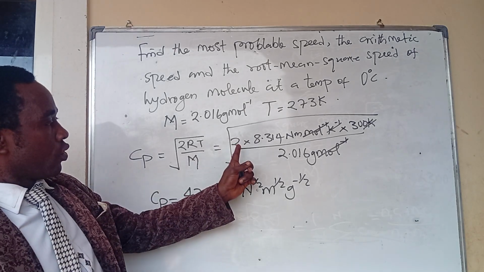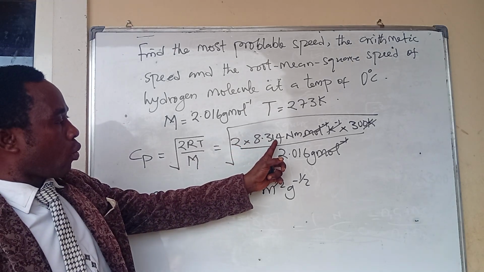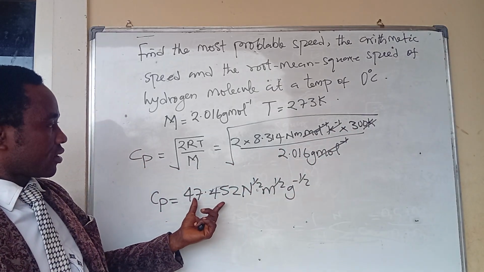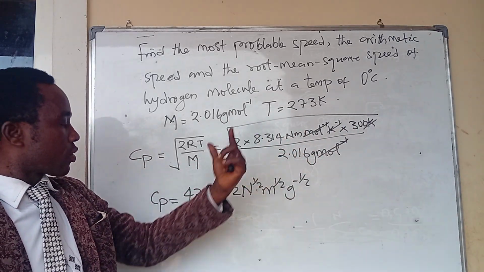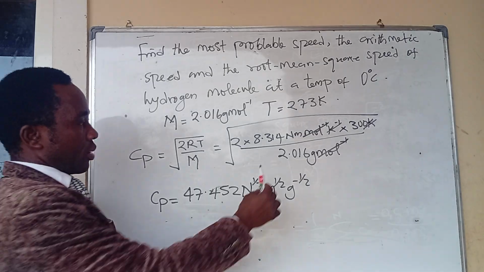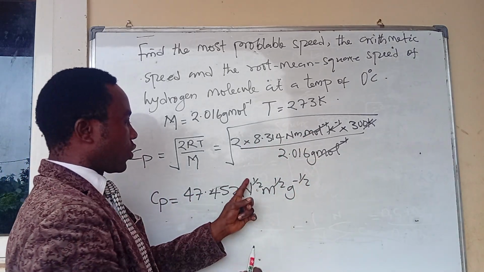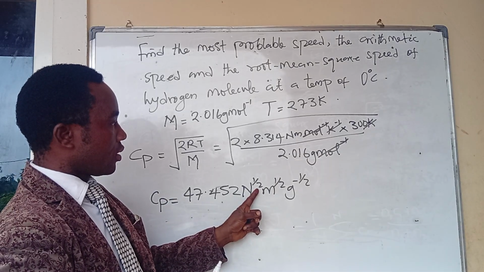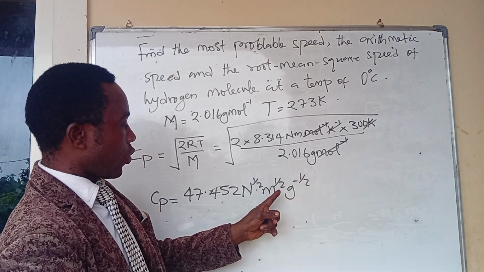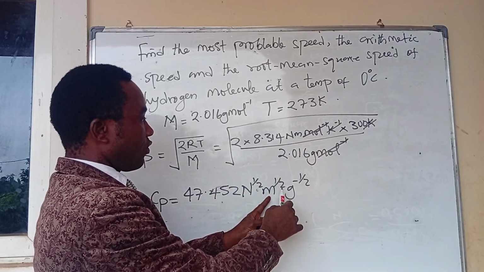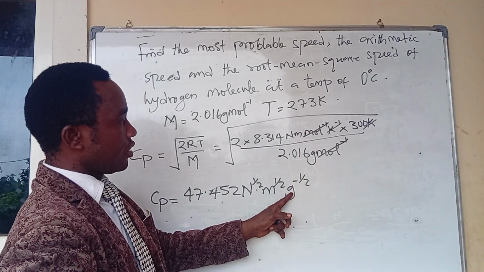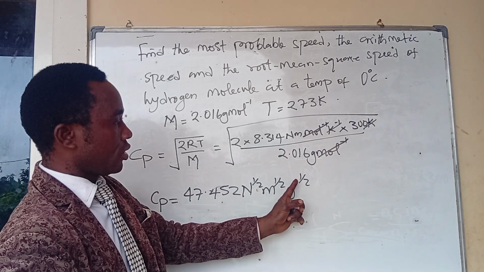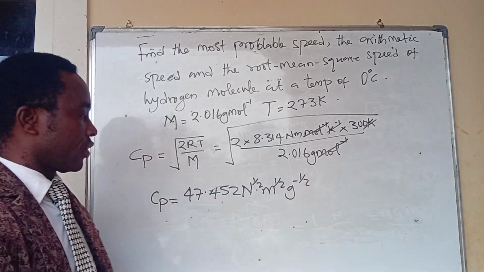So when you do 2 times 8.314 multiplied by 300 divided by this, you will have what? That when you take the square root, you have this as an answer. But remember, this N is under square root, so it's 1 over 2 to represent the square root. Then also we have m, the mass, 1 over 2 for the square. Then g, when g comes up, it becomes minus g. Then, because of the square root, we have this.